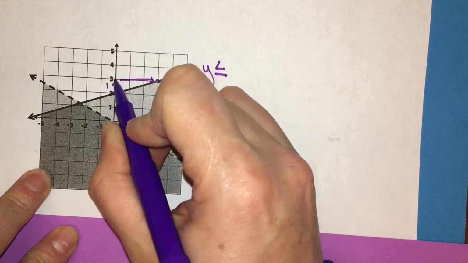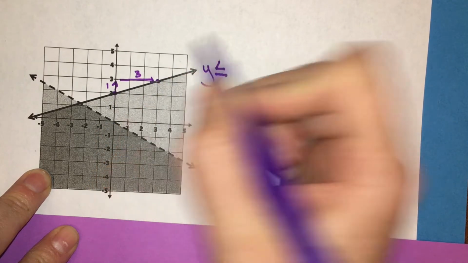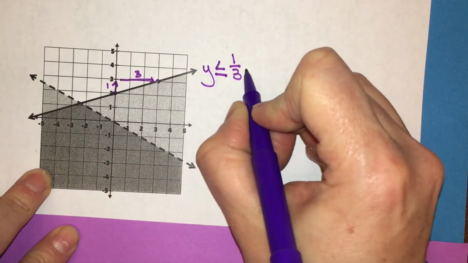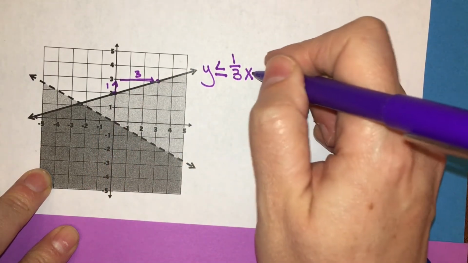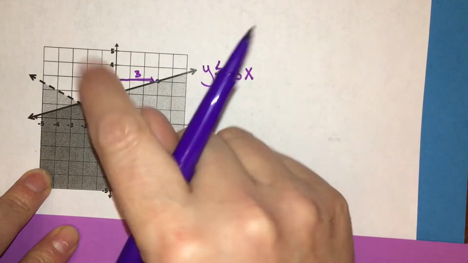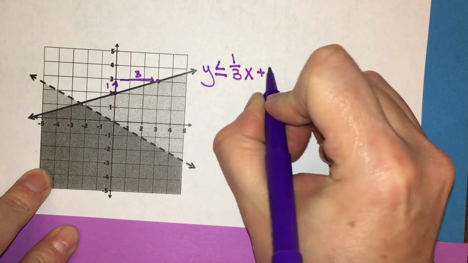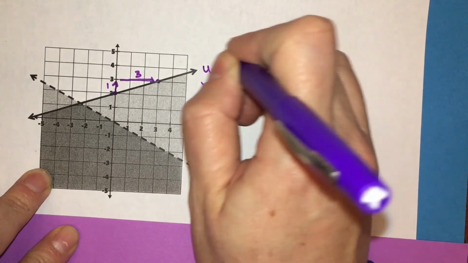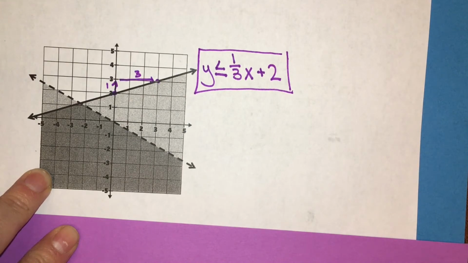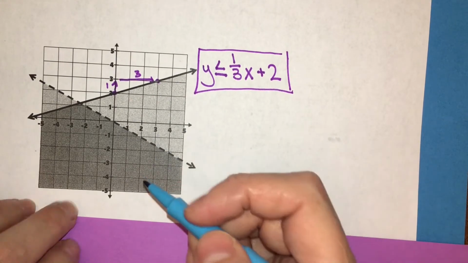My rise is up 1. My run is right 3. So 1 over 3, or 1/3, x. So the slope times x plus the y-intercept goes through the y-axis at +2, so it's +2. That's one of my inequalities. I'm going to put in the other to get my system of inequalities.